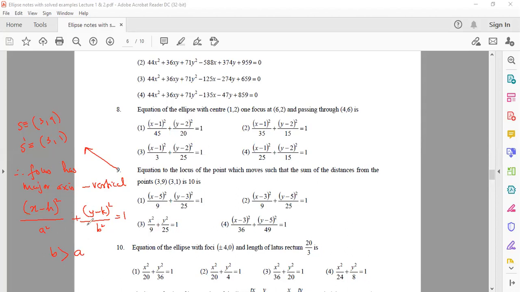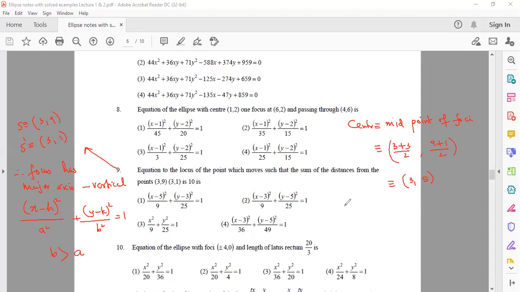Then your formula also will change. The center is the midpoint of the foci. So the midpoint is (3 plus 3) by 2 and (9 plus 1) by 2, which is (3,5). So you have got (3,5).